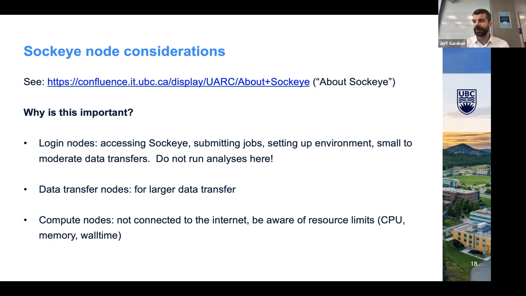If a job fails or you need to tweak something with your script and run it, it's perfectly okay to do a little bit. Once you start to get into an actual big job, that's when you want to submit it to a compute node. The data transfer nodes are really ideal for large data transfers, to take the load off the login nodes. If people are running jobs on the login nodes, it will put more pressure and load on them and slow things down for everyone. We do monitor the load on the login nodes, and if we see someone running a job or doing something very intensive, we will reach out to ensure that it's killed. The compute nodes, as I mentioned, are not connected to the internet. And also beware of resource limits with CPU, memory, and wall time, which we'll get into in more detail shortly.